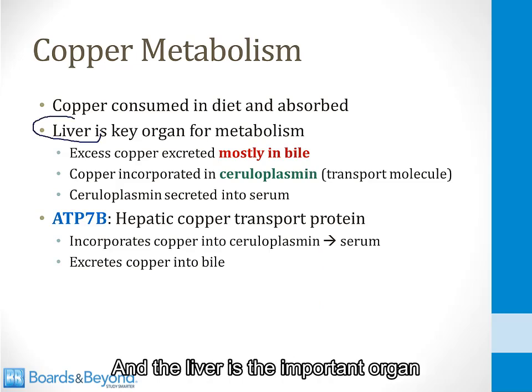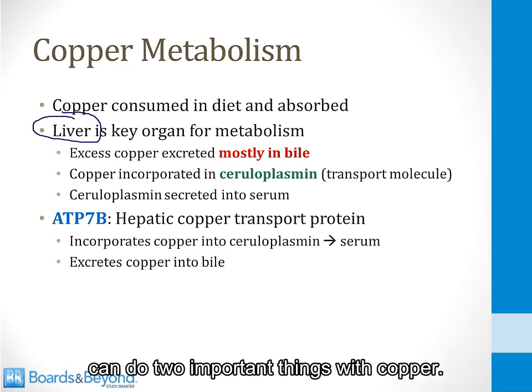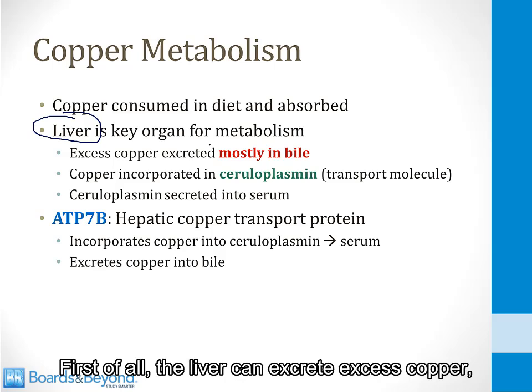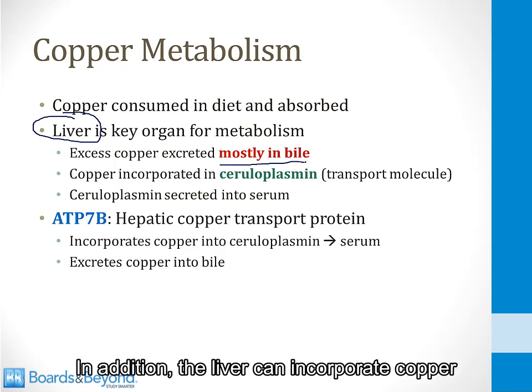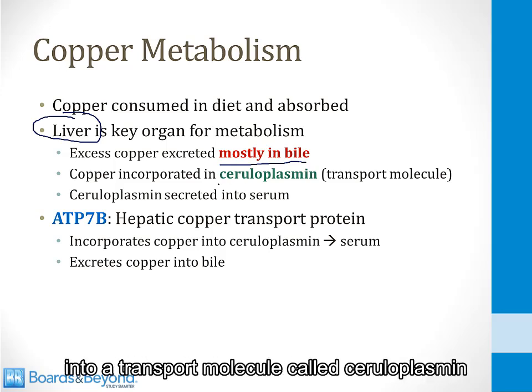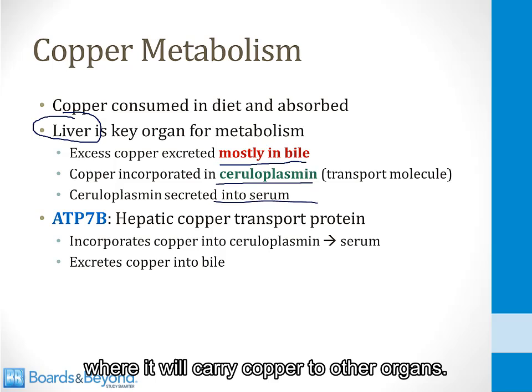The liver is the important organ for metabolism of copper, and that's because the liver can do two important things with copper. First of all, the liver can excrete excess copper mostly into the bile. In addition, the liver can incorporate copper into a transport molecule called ceruloplasmin and then release ceruloplasmin into the serum where it will carry copper to other organs.